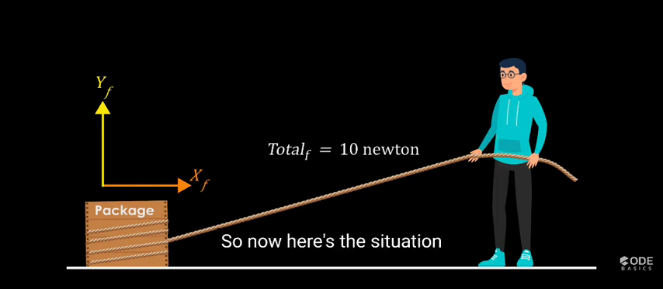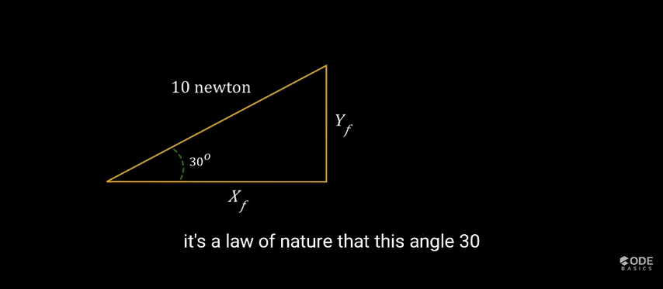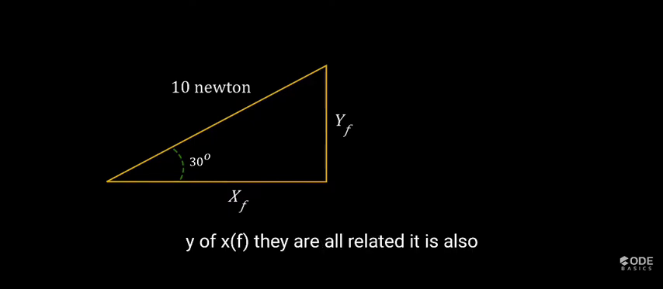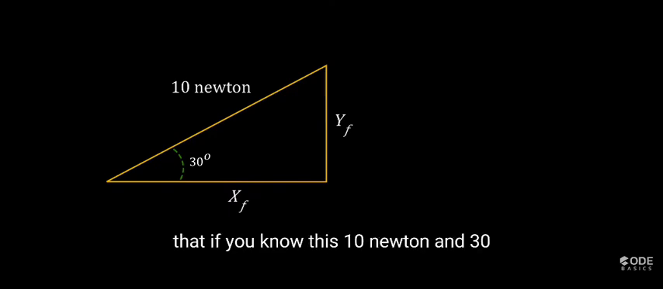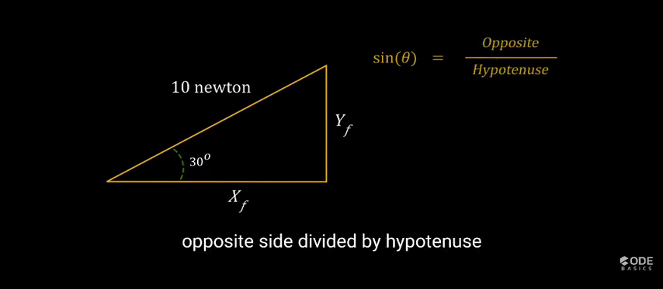Okay, so now here's the situation, and first let me find the component that's really used to pull this package up. Now in this picture, it's a law of nature that this angle 30, this 10 Newton, yf, xf, they are all related. It is also a law of nature that if you know this 10 Newton and the 30-degree angle, just these two, you can actually find yf. And that law is expressed as sine. So sine theta is basically opposite side divided by hypotenuse.